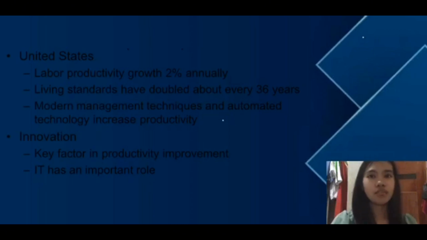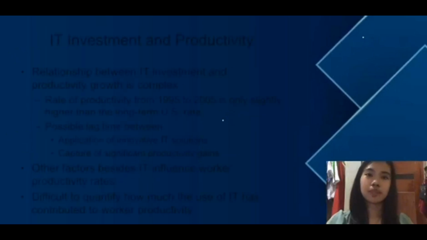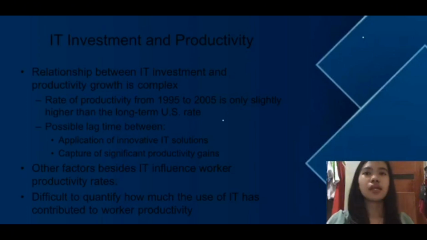Innovation is a key factor in productivity improvement, and IT has an important role. The relationship between IT investment and productivity growth is complex. The rate of productivity growth from 1995 to 2005 is only slightly higher than the long-term US rate. There may be a lag time between the application of innovative IT solutions and the capture of significant productivity gains.